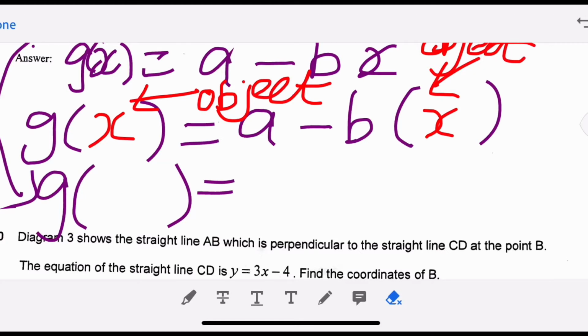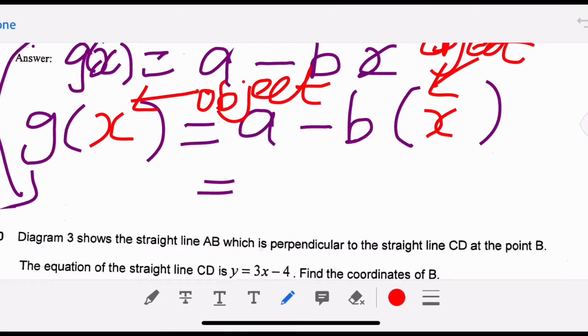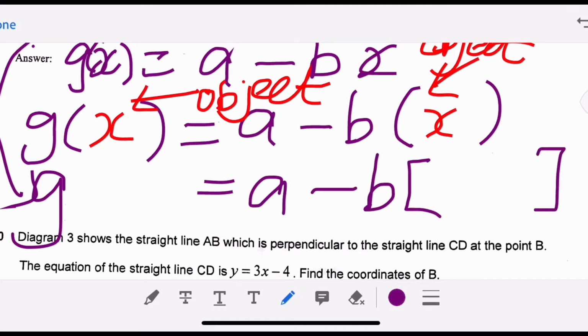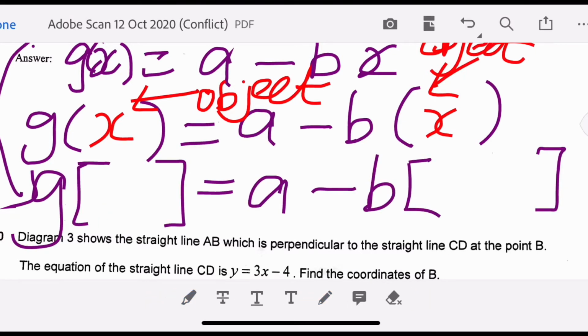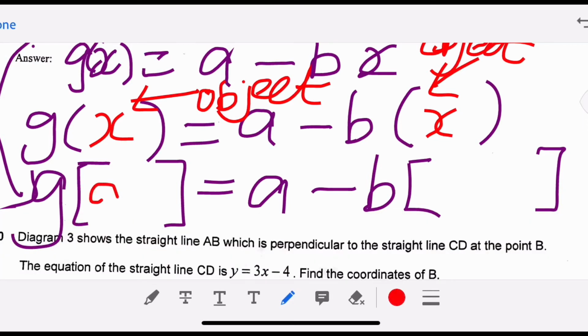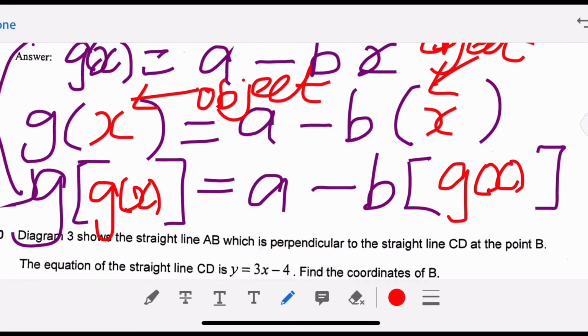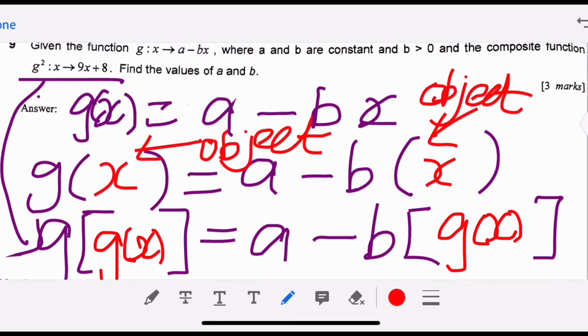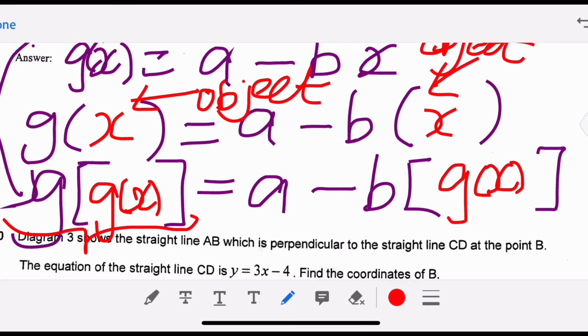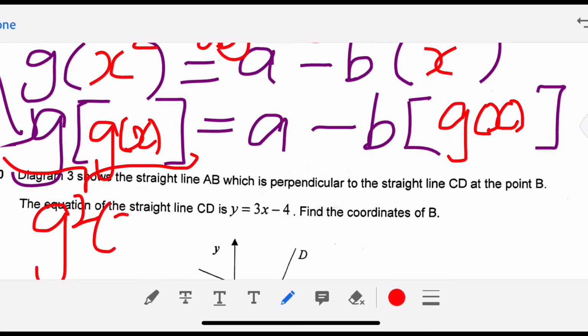After you substitute, because your g(x) bracket is the oval shaped bracket, we will change the bracket to another type, which is the rectangle bracket. We try not to have two brackets of the same shape. Then I put the object g(x). G(x) is the object, one as a whole. It doesn't mean g times x. So a minus b, then in the place of x you put g(x). That is the so-called composite function.